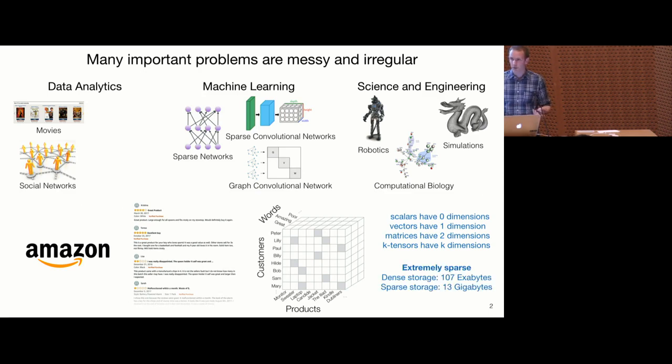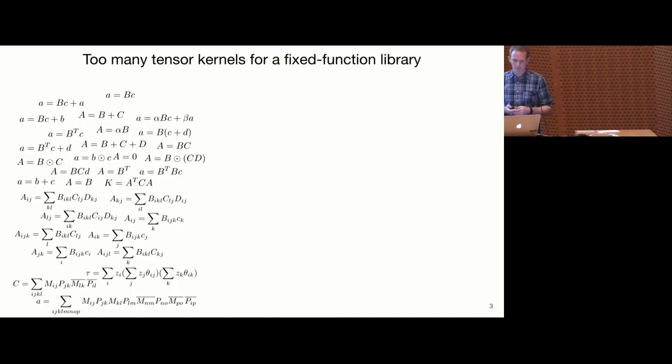If you want to store this with a dense array, the way you would store dense tensors, you would need about 107 exabytes, so you couldn't store it in a data center. But if you compress it and only store the non-zero values, you can store it in only 13 gigabytes, and you can fit it in the memory of a laptop like this.